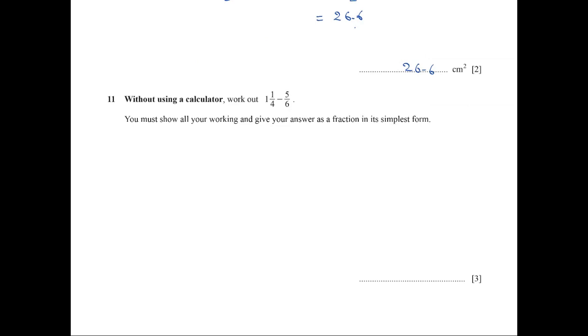Without using calculator, work out. We have to change this mixed number into an improper fraction. 1 times 4 plus 1 is equal to 5 over 4 minus 5 over 6. Now we have to make a common denominator. 4 times 6 is equal to 24. 6 times 5 is equal to 30. 4 times 5 is equal to 20. 30 minus 20 is equal to 10 over 24. 10 over 24 equals 5 over 12 as a final answer.